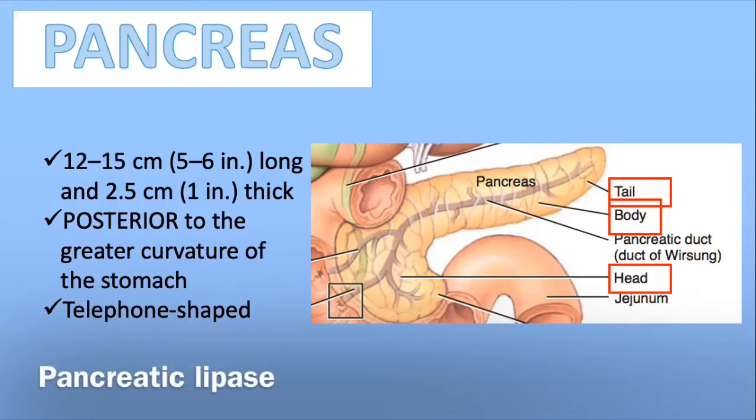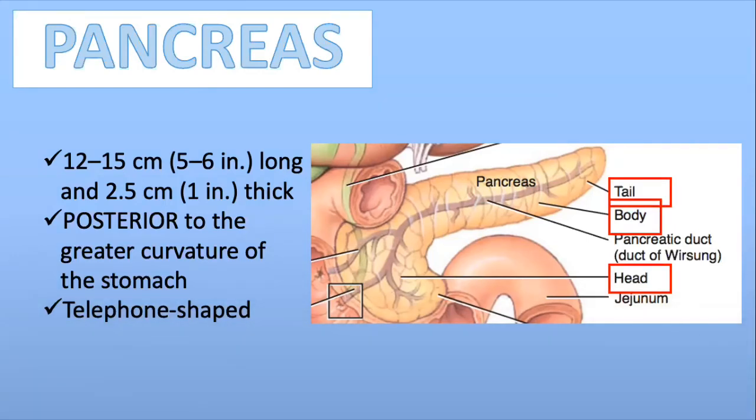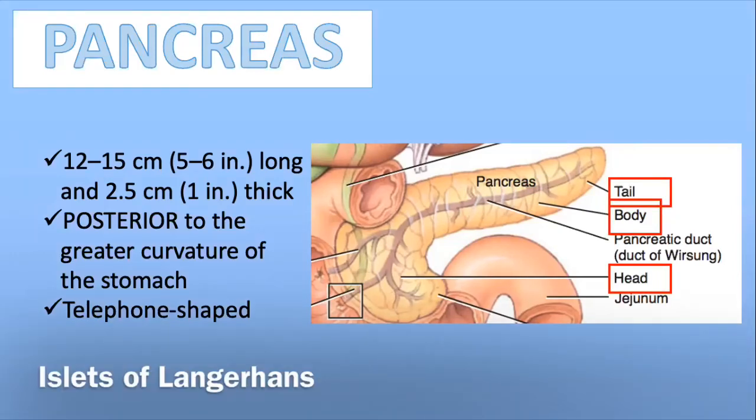We have the pancreatic lipase, in which it digests triglyceride. And then we have the ribonuclease and deoxyribonuclease, in which are nucleic acid digesting enzymes. Okay? Take note of that. The pancreas, however, meron siyang actual site for the production of insulin and glucagon. So yung actual production site of insulin and glucagon inside the pancreas is what you call the islets of Langerhans.